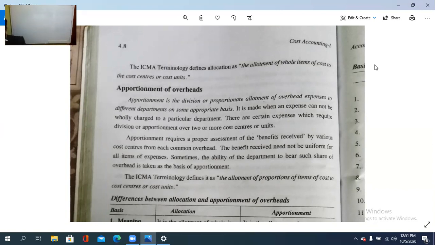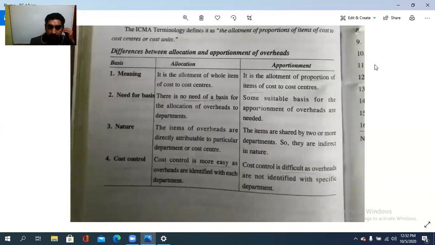So that is the allocation and absorption of overhead or physical distribution of overhead. So differences between allocation and apportionment of overhead. Meaning: allocation is the allotment of the whole item of cost to the cost centers, while apportionment is the allotment of proportions of items of cost to the cost centers.